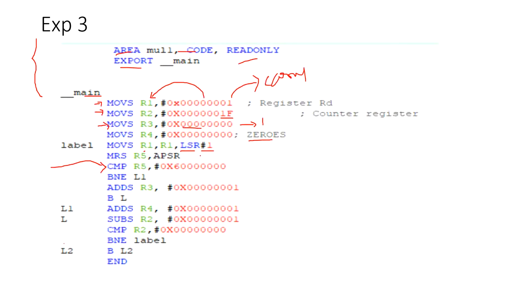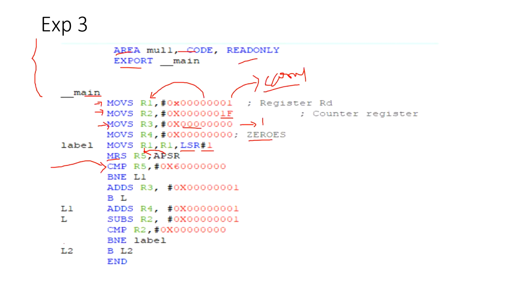Now I need to read the carry bit. So what should I do? I should use the MRS instruction. And then what will happen if I execute this? The content of APSR will come and sit in R5. Now R5 will be having the content of APSR.